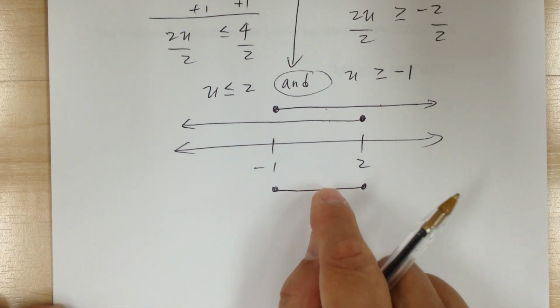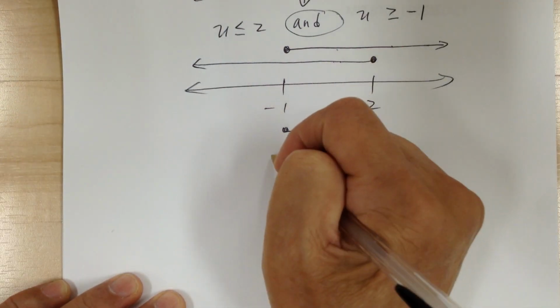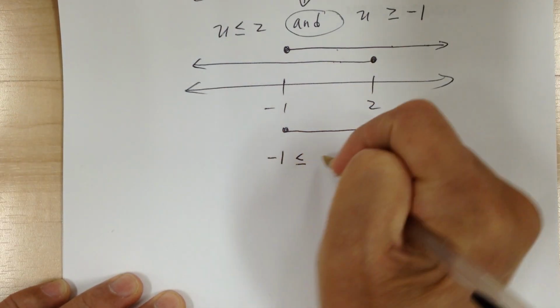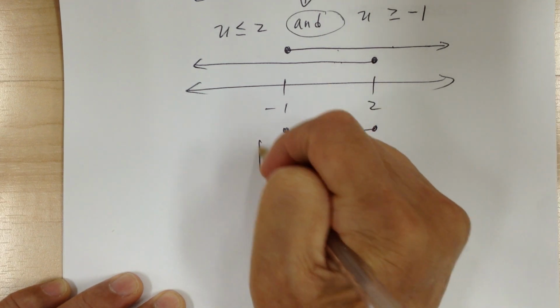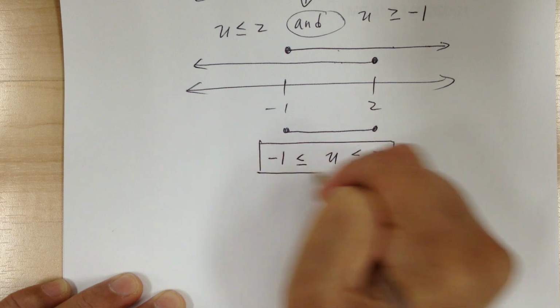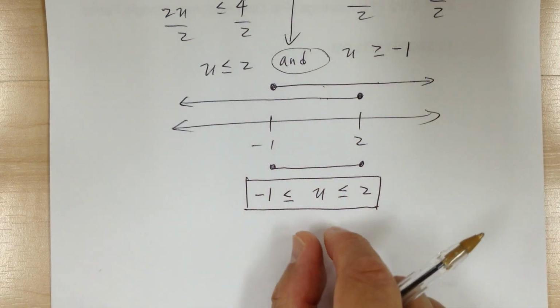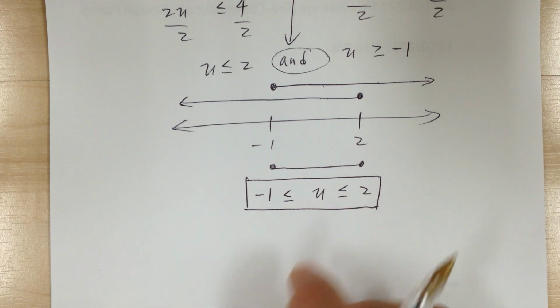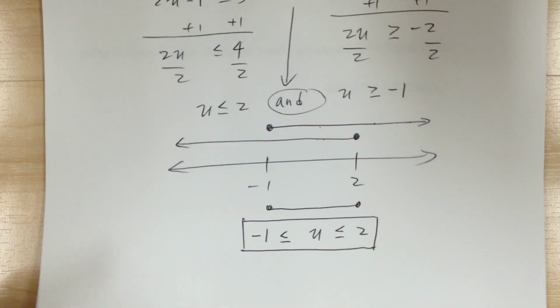Once you get your final graph, then you can write your answer based on your final graph. And again, just line up, so it will be -1 is less than or equal to u is less than or equal to 2. And that would be your final answer. So make sure you graph it out to see what your final graph and final answer would be. Okay, let's go to the next one.